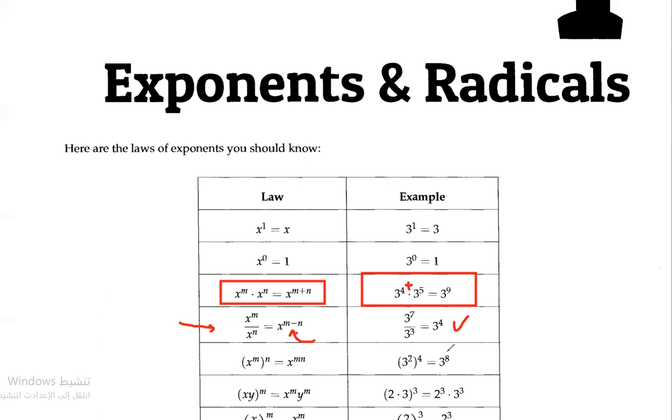Clear. Right, good. Okay, now if I have x to the power m, all to the power n, we have a double exponent. Here we multiply. m times n equals mn. 2 times 4 equals 8. So if I have a power raised to a power, we multiply the exponents.